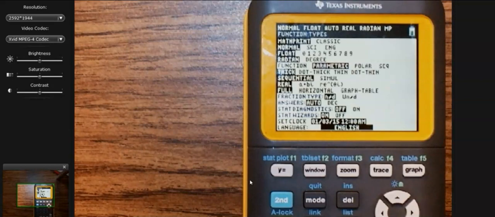Next, we go down to the next one, and we do not want parametric mode. What mode do we want? Polar.